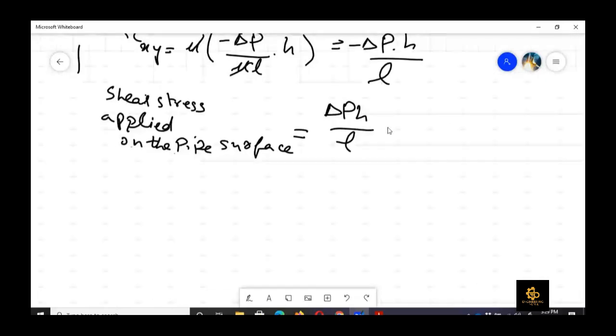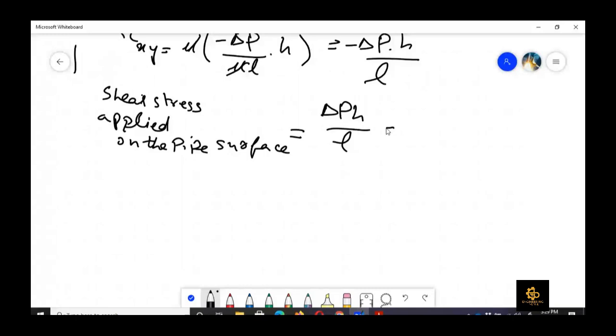So delta P by L is 900, and the h value is 2.5 into 10 to the power minus 3, and that would give us some value. I think it would be 2.25, acting in the positive direction on the pipe surface. Right. So this was the first numerical. Any query in that?